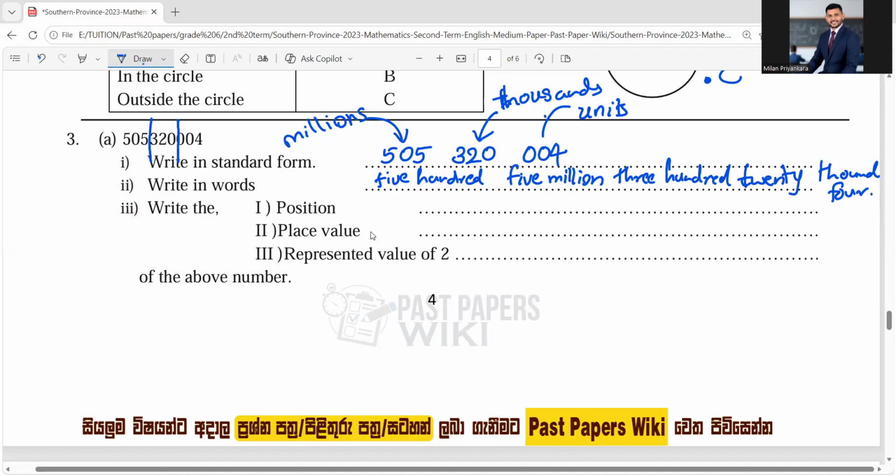Write the position, the place value represented by 2. Represent the value of 2. Okay, now let's see 2. 2 is here. The position of 2 is, we can take this unit, 10, 100, 1000, 10,000. The position is 10,000.